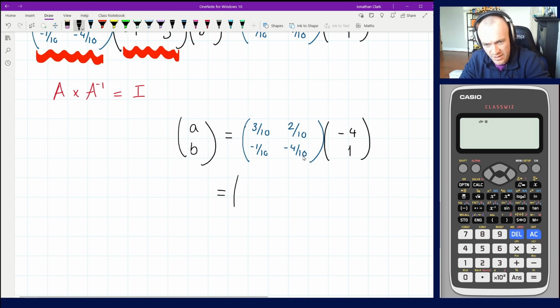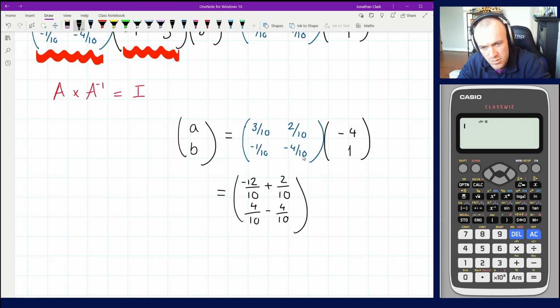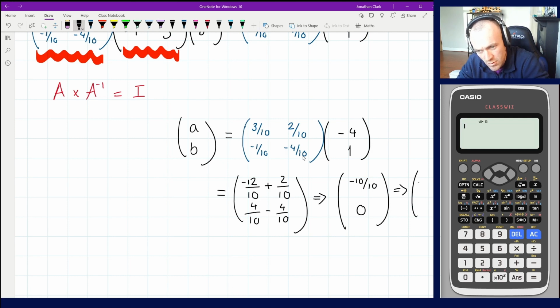And we can calculate this multiplication. So tenths times minus 4 is minus 12 tenths plus 2 tenths. And on the denominator, it's going to be minus 1 times minus 4, which is positive 4 tenths. And then we get our vector out.